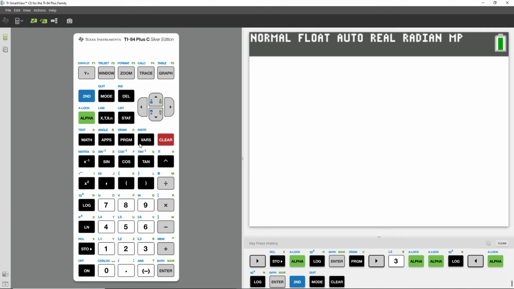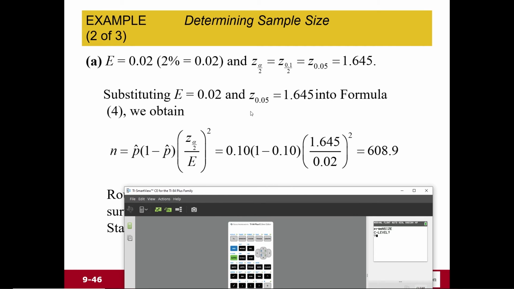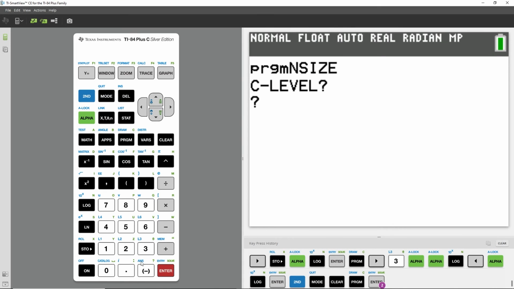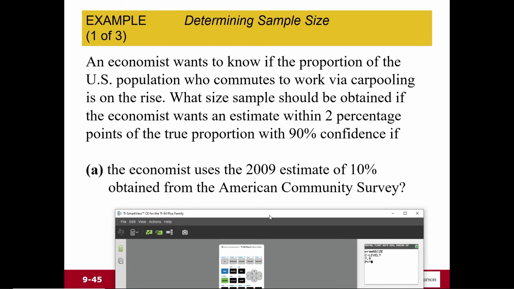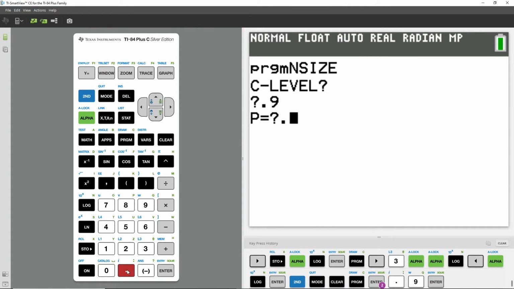All right, so here we go. Let's try this. We're going to go into Program, N size. It says, what is our confidence level? Two question marks. So we didn't need a question mark. Maybe we should have had a colon. So our confidence level is, let's go back, 90. So we're going to put in 0.9. What is the P? Well, the P is going to be 0.10 in our case. So 0.1 is good. Enter.